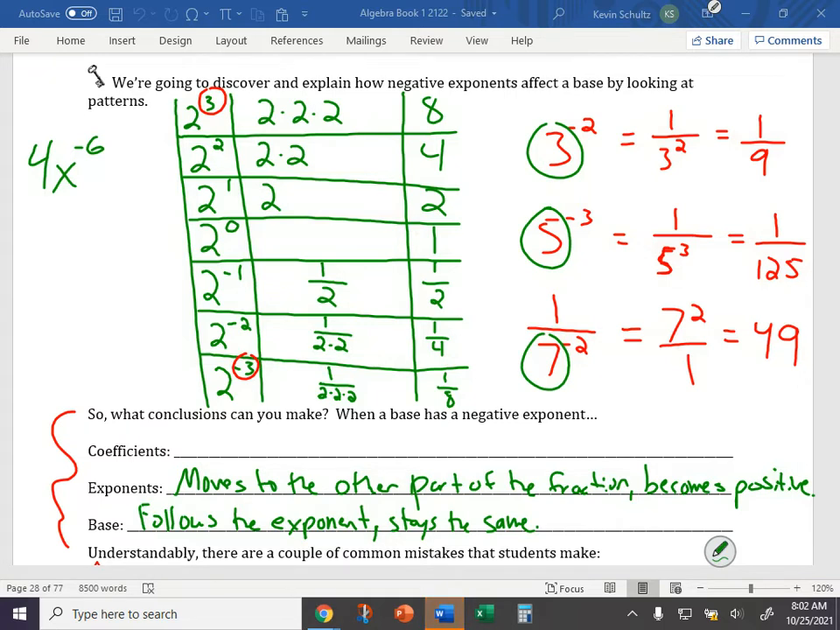Anyone want to take a guess at how that would simplify? 4x to the negative 6. And keep in mind here now that coefficient is not affected by the power. Catherine? Very good. 4 over x to the 6th. Did we follow the rules? The negative power moved to the denominator and became positive. Our base of x followed it, but stayed the same. And the coefficient, which is not affected by the power, stays put. Wherever the coefficient is, it stays there.